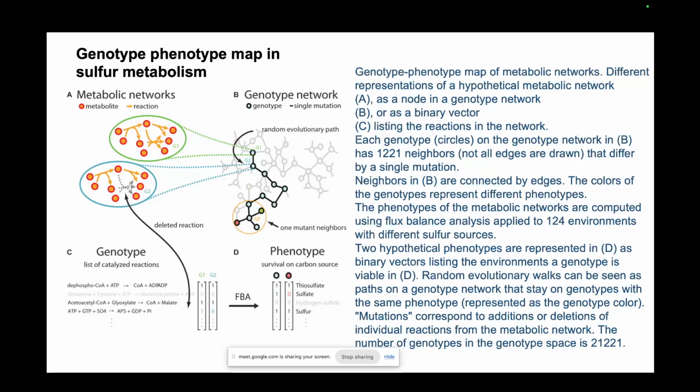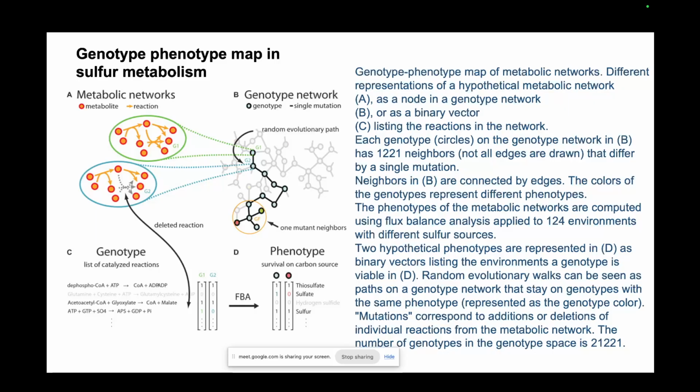Each genotype on the genotype network has around 1221 neighbors. This is from the real data that has been studied. So each genotype will have 1200 neighbors. Now, these 1200 neighbors are part of the neutral map, right? So these will have genotypes which are slightly different from the original one, differing by single point mutations, but the phenotype produced will be very similar.